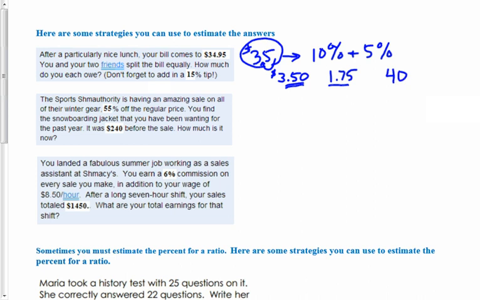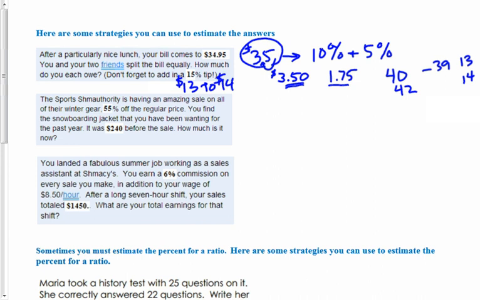We need to split that into three parts. So we want a number that will split evenly by 3. And you can either go one less than that, 39 divided by 3 is 13, or you could go 42 divided by 3 is 14. So one or the other there. So each person has to pay about $13 to $14.